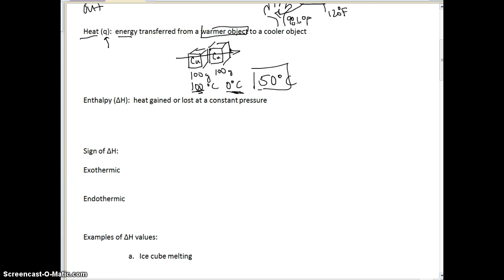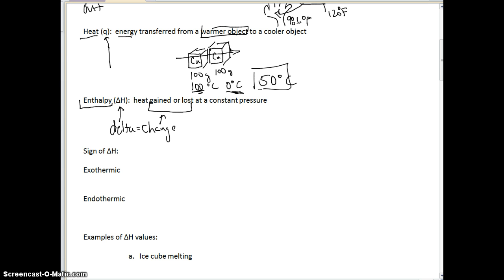Now, being more specific, we talked about heat up here as Q, and we're going to use another word for it, and this is called enthalpy. Enthalpy is going to be delta H. That triangle means delta, which just means change. So we're going to call this heat gained or lost our change, and it's going to be at a constant pressure. So essentially enthalpy is just the same thing as heat, but it's at a constant pressure.